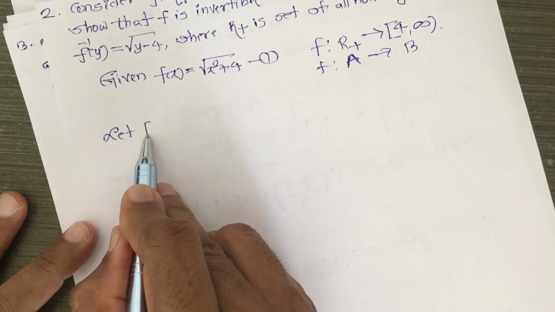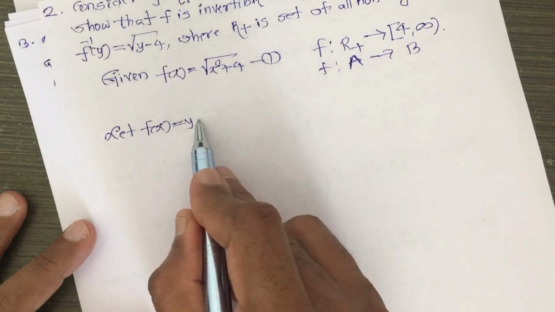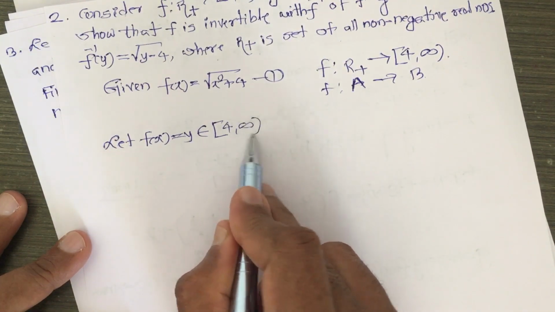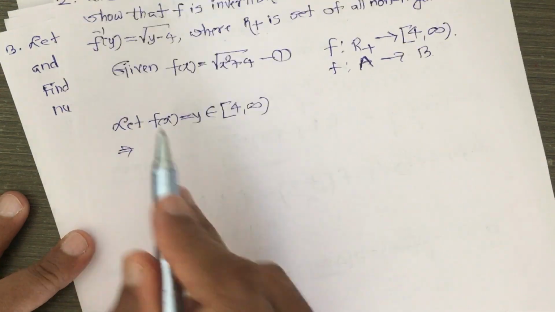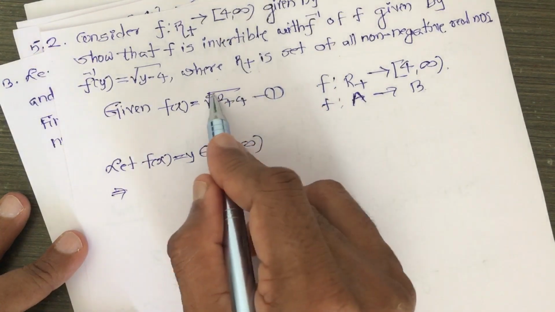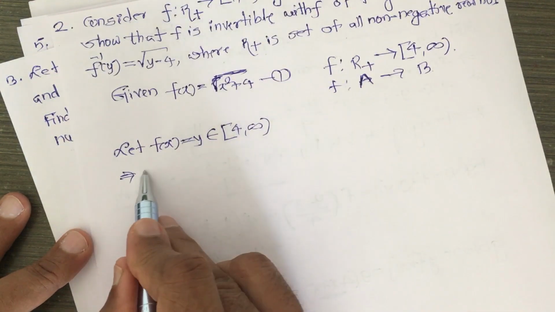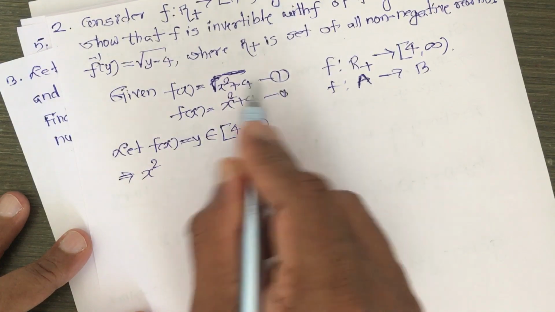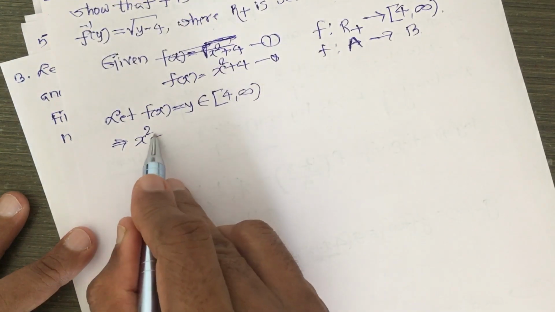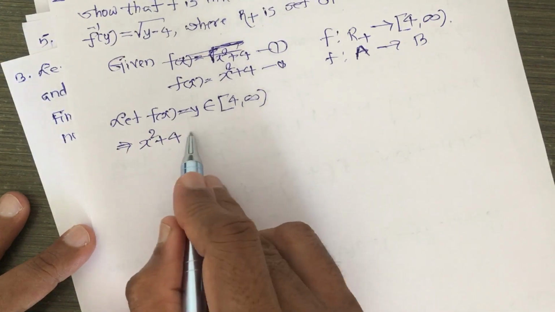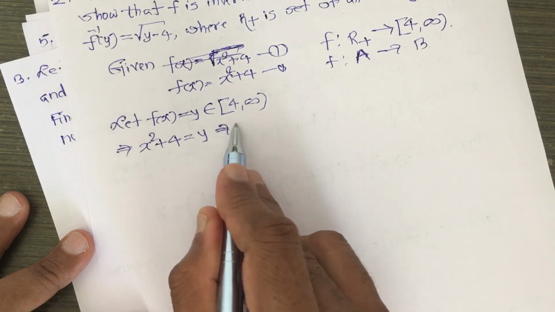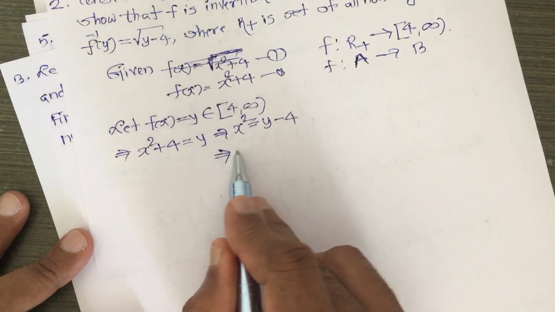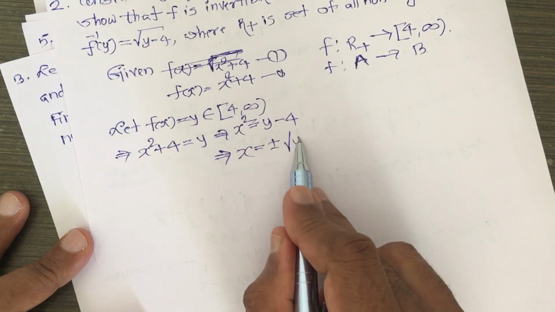Let f of x equal to y, and this y belongs to the codomain, meaning [4, infinity). So, this implies I put the value of f of x, root of x square plus 4. So, f of x is x square plus 4, there is no square root. I write here x square plus 4, which is equal to y, and this implies x square is equal to y minus 4, and this implies x is equal to plus or minus root of y minus 4.